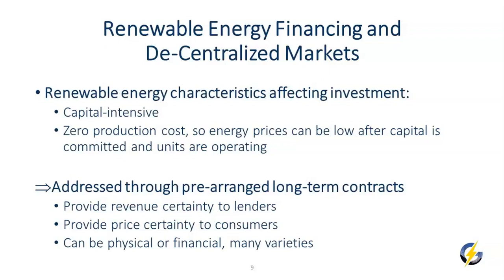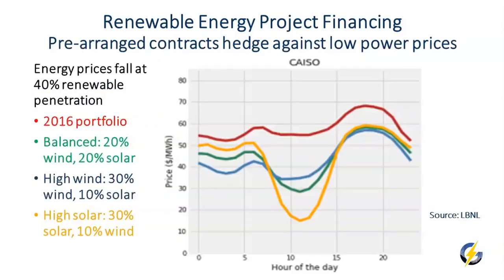So one answer in the Texas model is that it is addressed through prearranged long-term contracts. So those contracts that a developer can sign before they actually commit their capital can pay for the unit before they take that risk. These contracts can be physical or financial or a variety.